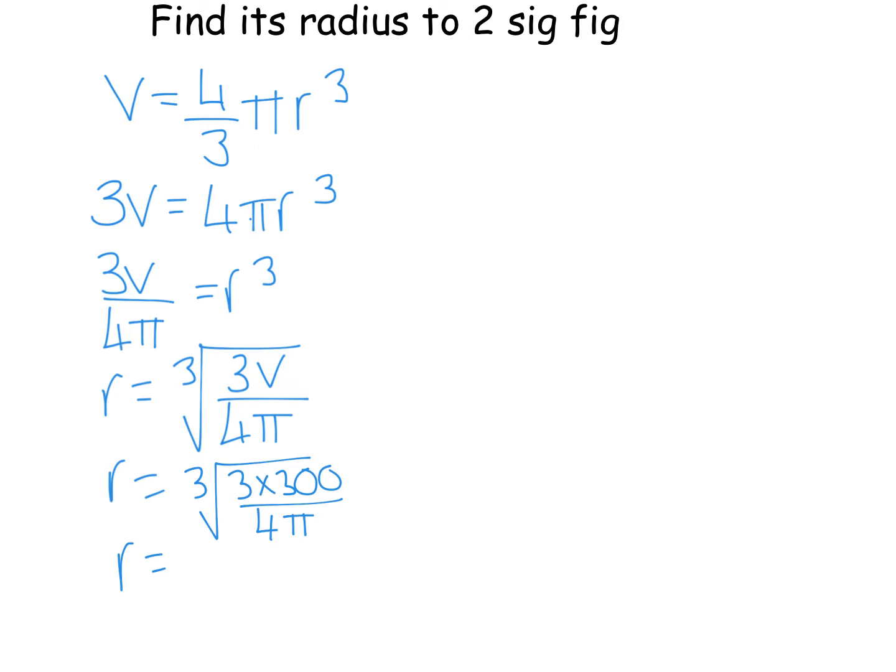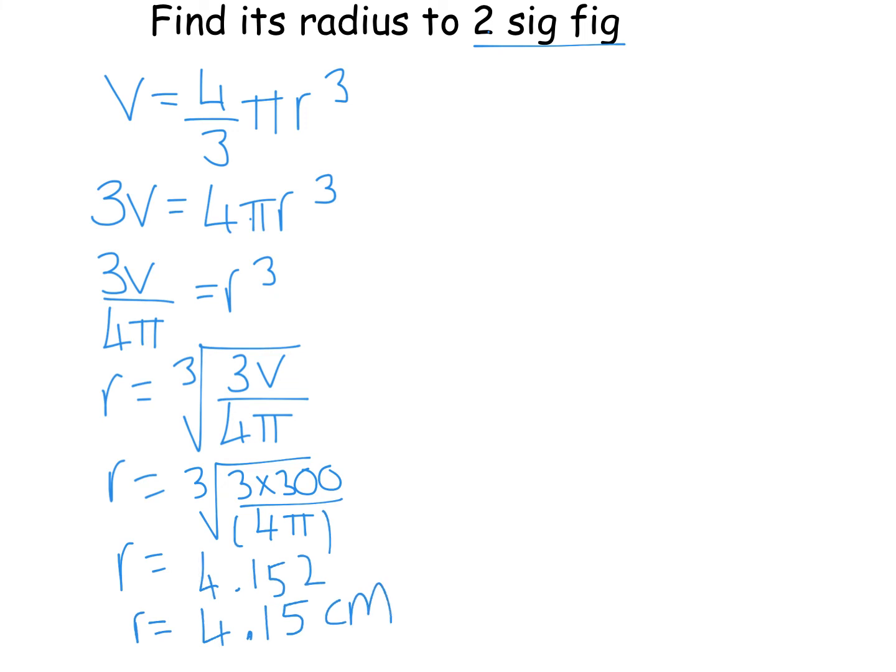If not, you might have to do it in bits and maybe put a bracket around the 4 pi. It all depends on what your calculator does. But a lot of my pupils have that lovely fraction button where they can just do 3 times 300 on the top and type it in exactly as it looks. So if I put in those numbers and then take the cube root, it gives me an answer of 4.15. Now it's 4.152, and I've just noticed my question said 2 sig fig. So to 2 significant figures, that is 4.15 centimetres.